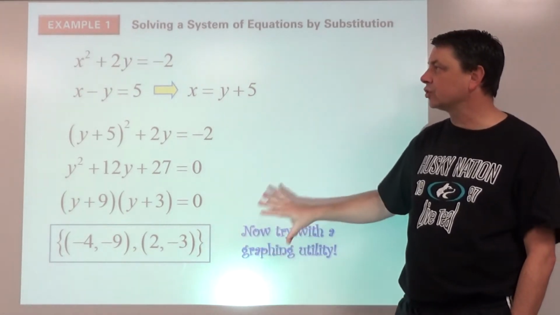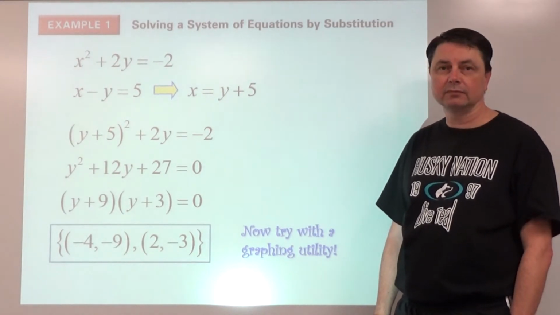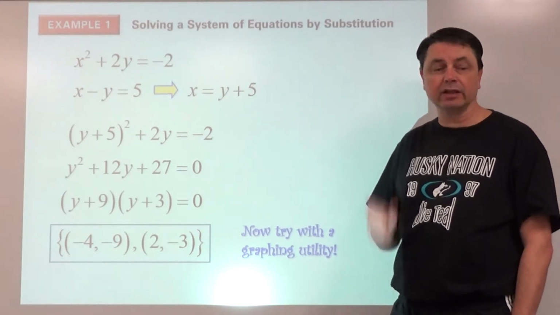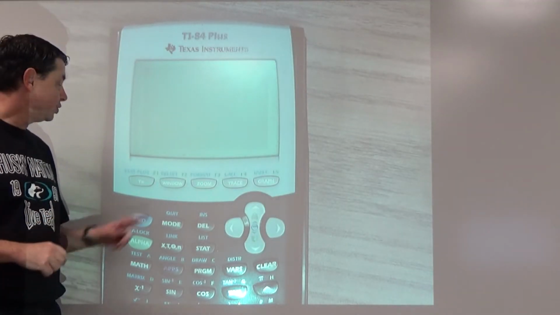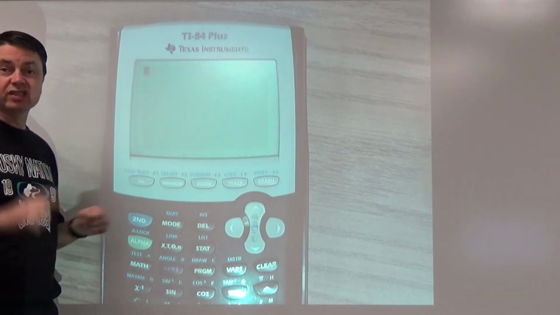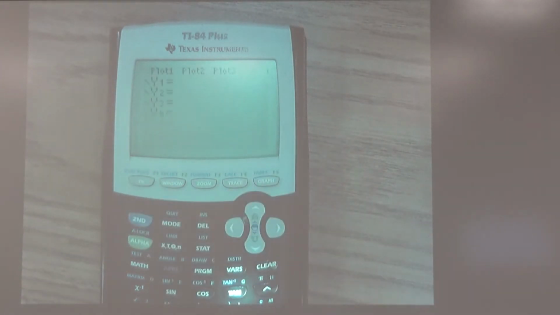Now let's go ahead and try the same problem with the graphing calculator. Go ahead and grab your graphing calculator. I'll grab mine. First thing we're going to do, press y equals to access our functions. And then we need to input our equations, our functions, but we need to do it in terms of y equals. So we need to solve each of these for y.